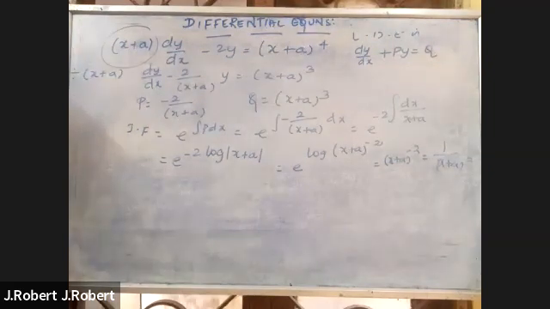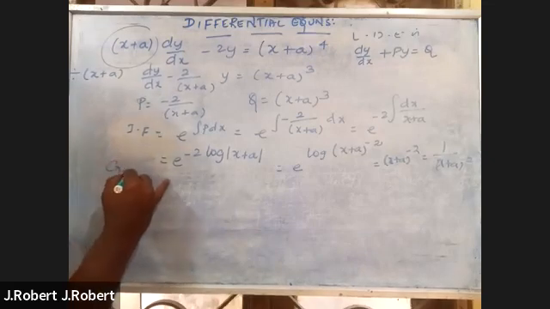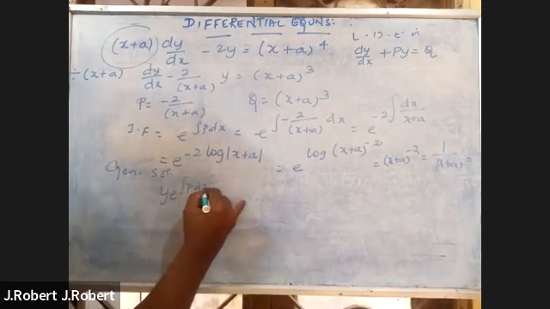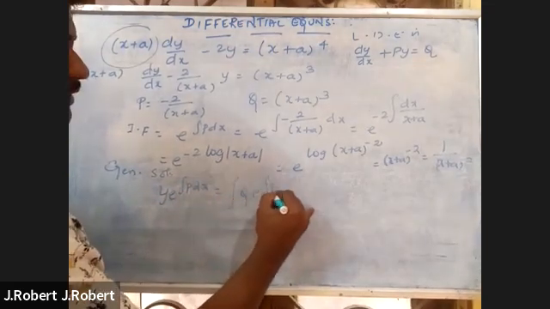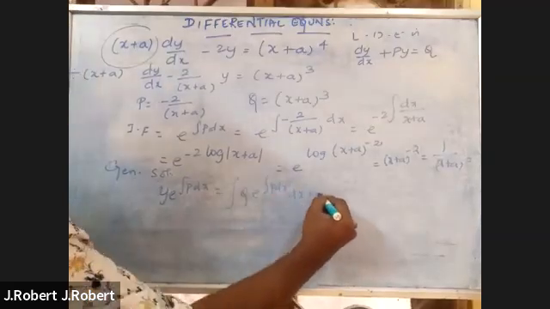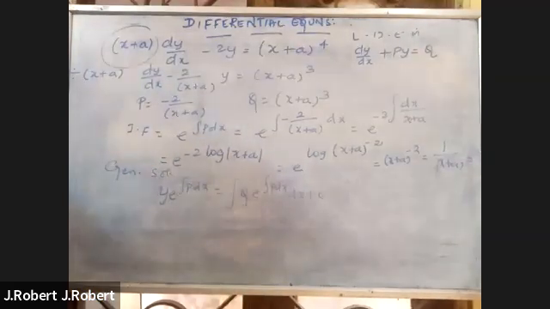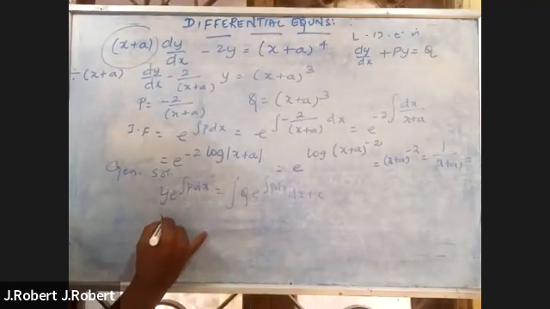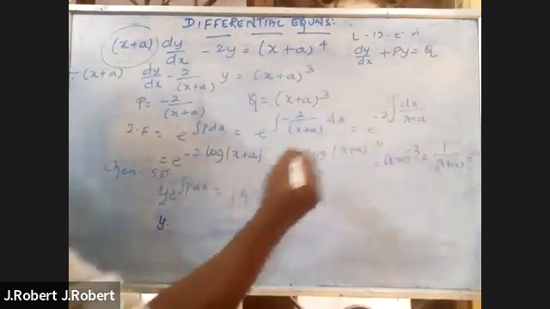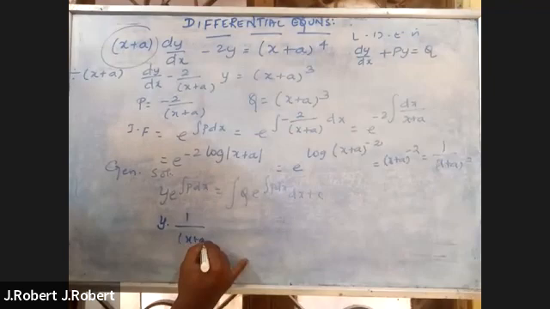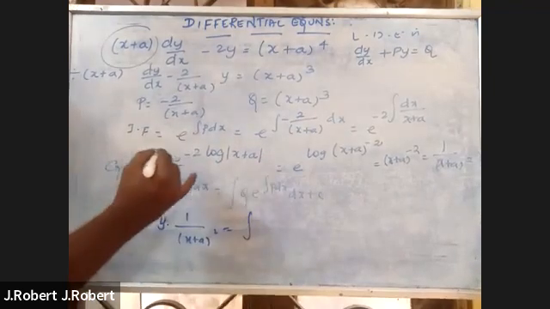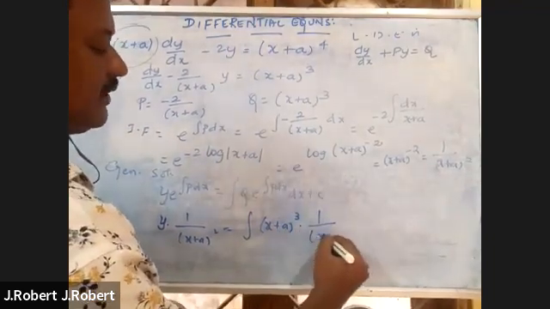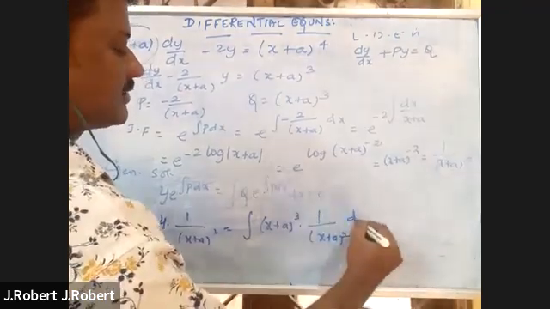Once you have found the integrating factor, we have to find the general solution. How can you write the general solution? Y times e power integral P dx is equal to integral of Q e power integral P dx dx plus c. This is the formula. Y we keep as it is. E power integral P dx we have found as 1 divided by (x plus a) the whole square, which is equal to Q. We have taken that Q as (x plus a) whole power 3 into 1 divided by (x plus a) the whole square dx plus c.